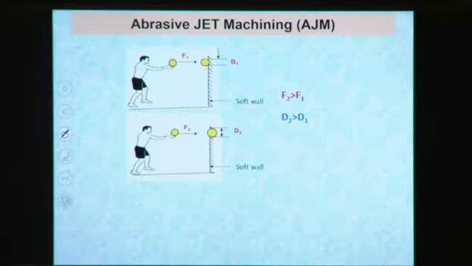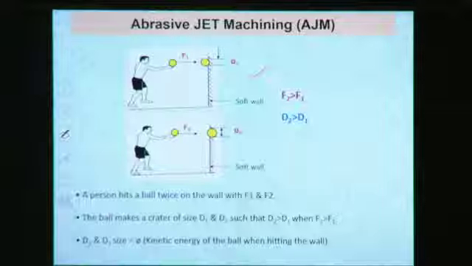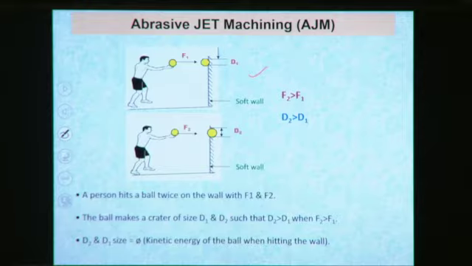Now there is an interesting thing we are going to discuss here. To understand this abrasive jet machining process, we have to understand this. Suppose there is a person who is throwing balls. In the first case, he is throwing with a force of F1, and in the second case, that same person is throwing the same ball with a different force F2. In both cases he is using the same ball. Okay, so we can see from the first figure.